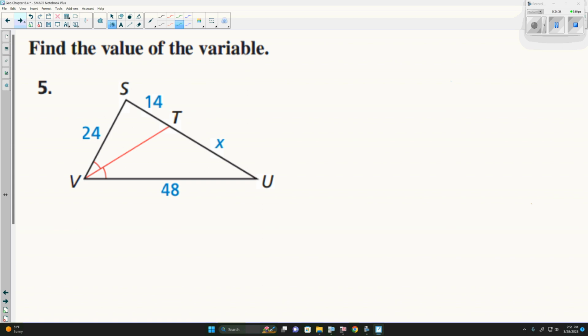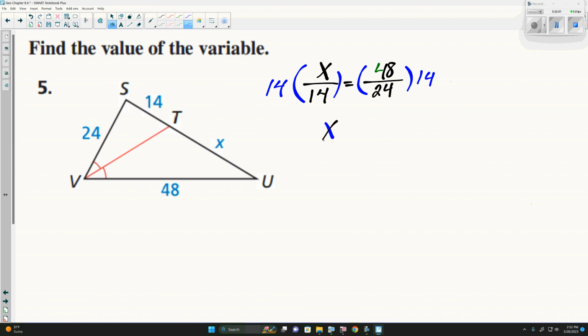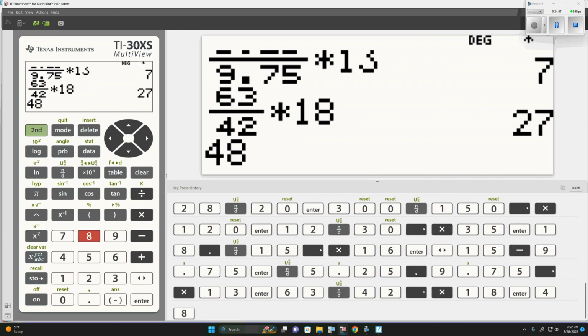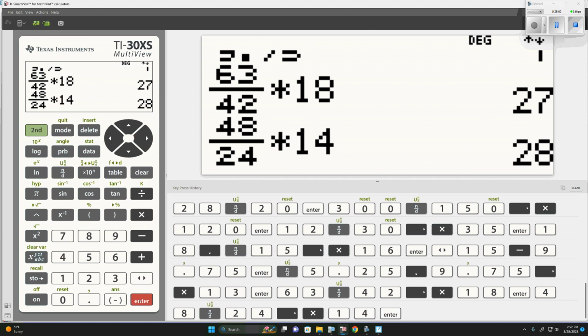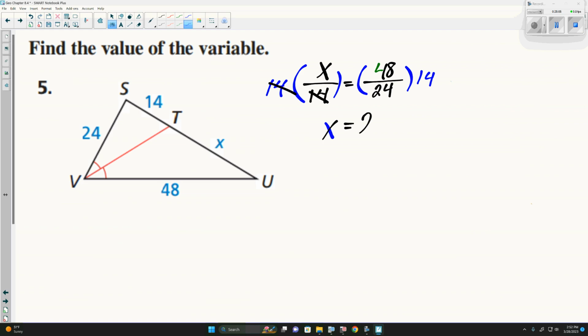So here, yeah, why not? So then you say x over 14 is equal to, then we would multiply both sides by 14. 48 over 24 multiplied by 14 is, so x is 28. Any other questions on this here?